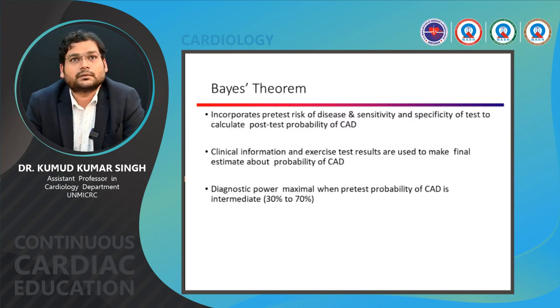Bayes theorem. It incorporates the pre-test risk of disease and the sensitivity and specificity of the test to calculate the post-test probability of CAD. The clinical information and exercise test results are used to make a final estimate about probability of CAD. Diagnostic power is maximum when the pre-test probability of CAD is intermediate, that is 30% to 70%.